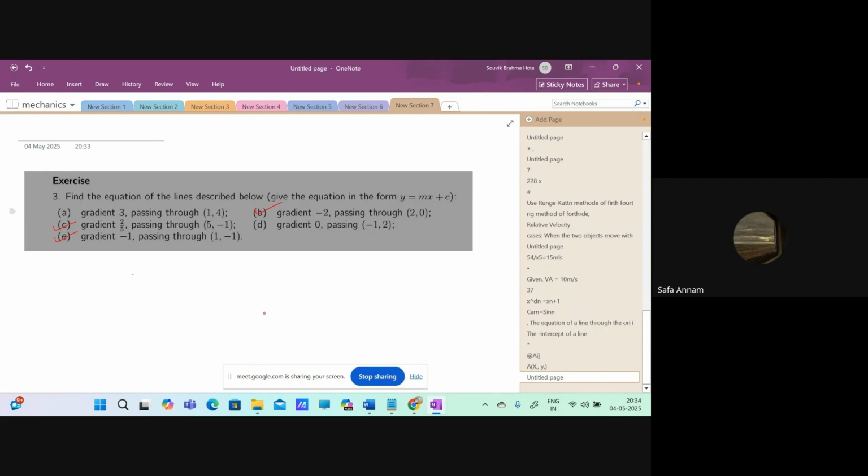Sir, for this one, what will we take as y and what will we take as y1? Actually, x y will be the general x y. You should not take anything. All these points should be your x1, y1, the given points. The x and y in the formula stay as they are. The newly introduced x1, y1 means the given point, the point through which the line is given.